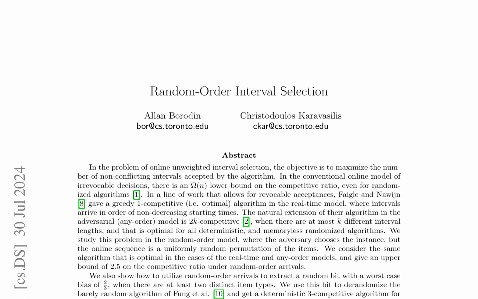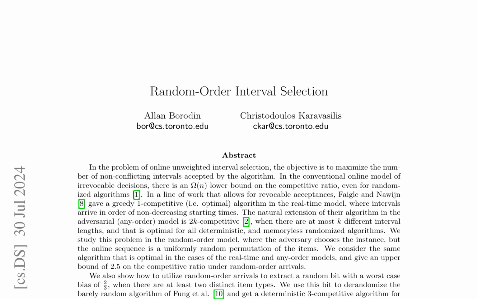In the paper, Random Order Interval Selection, authors Allan Borodin and Christodoulos Karavasilis introduce a novel approach to the interval selection problem in the context of online algorithms. The interval selection problem is a fundamental problem in computer science, where the goal is to select an optimal interval from a given set of intervals based on certain criteria.